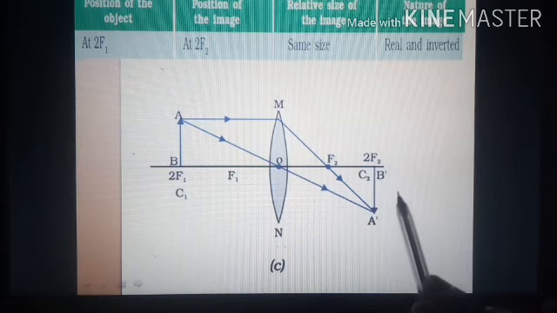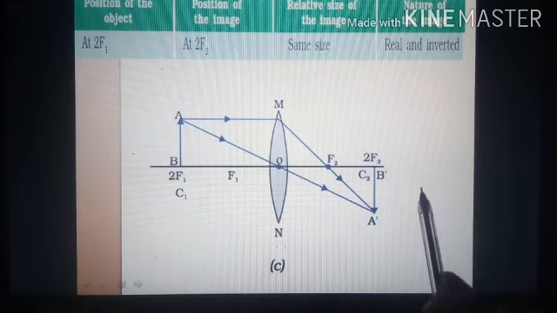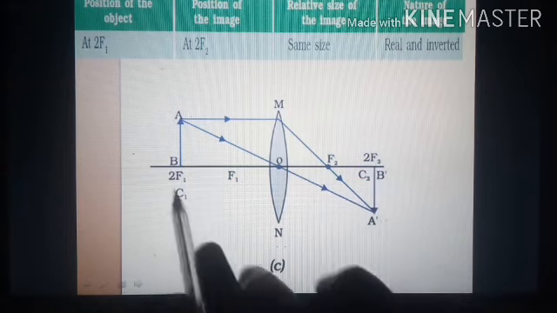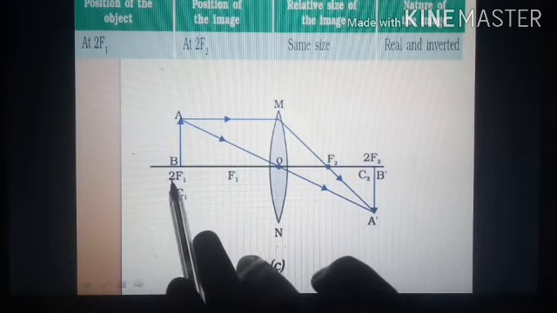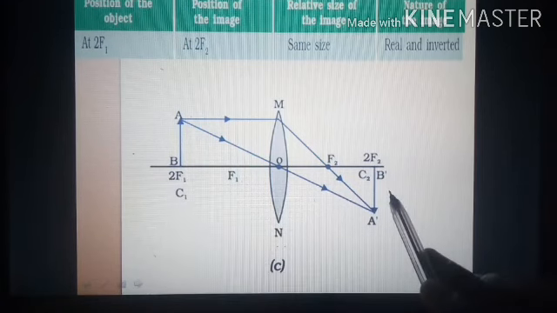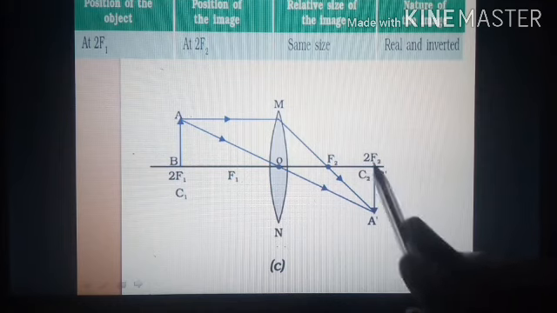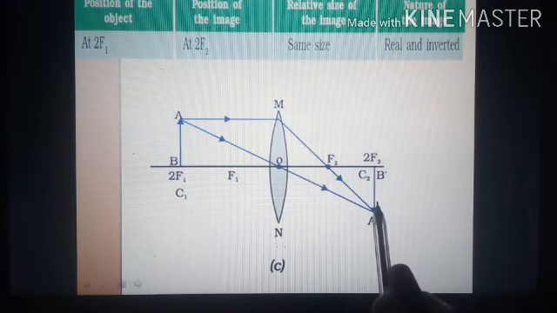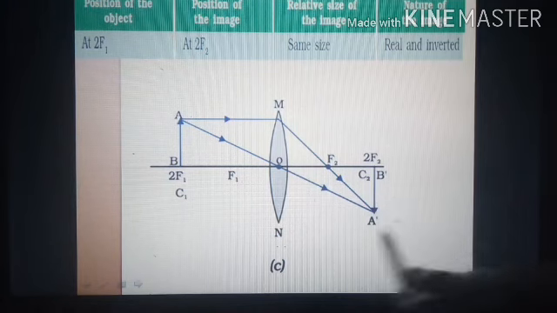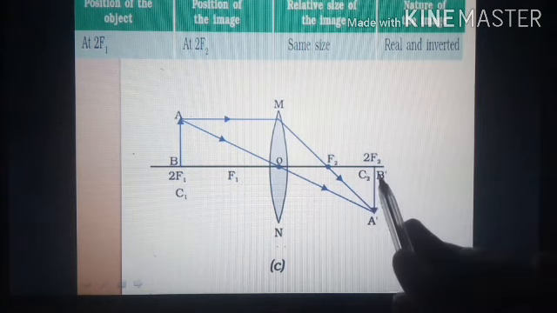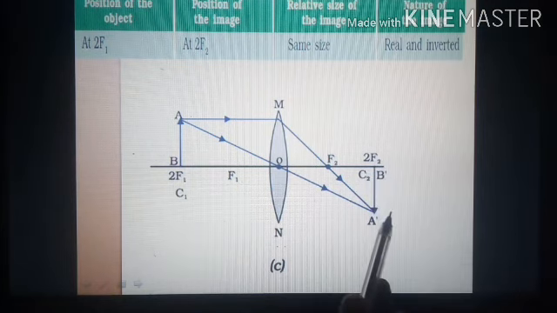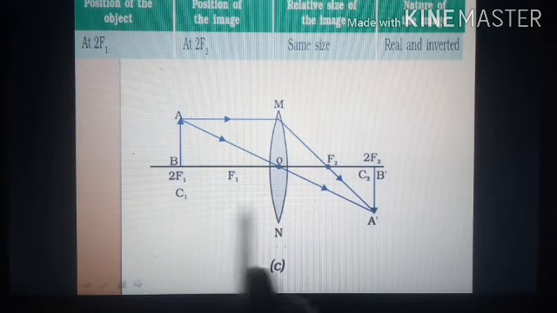So here you saw that the image is formed exactly at 2f2. The object is placed at 2f1, the principal focus on the left side, so the image is also produced at 2f2 on the right side of the lens. The size will be the same, and the nature will be real and inverted. It is real, so it can be seen on the screen, and inverted, but the size is the same and the distances are the same, U equal to V.